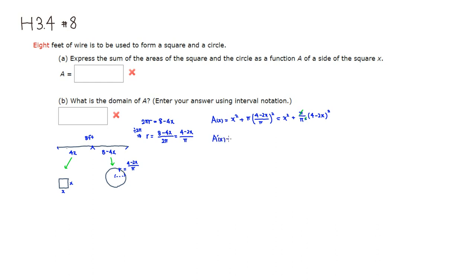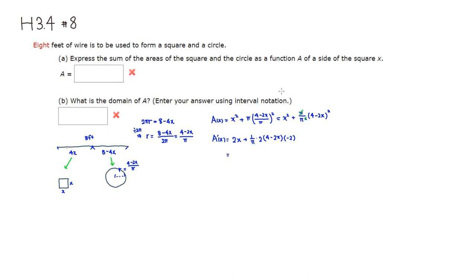of x is equal to, derivative of x squared is 2x. Derivative here is, 1 over pi is just a constant, so I'll put it there. Derivative of that is put 2 in front. Keep the inside expression as it is, 4 minus 2x. And subtract 1 from the power, and then multiply by the derivative inside, which is negative 2. So we have that.